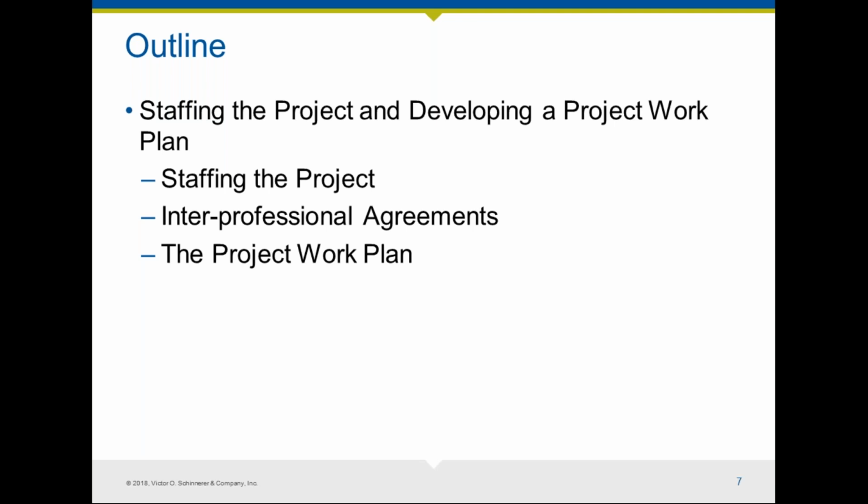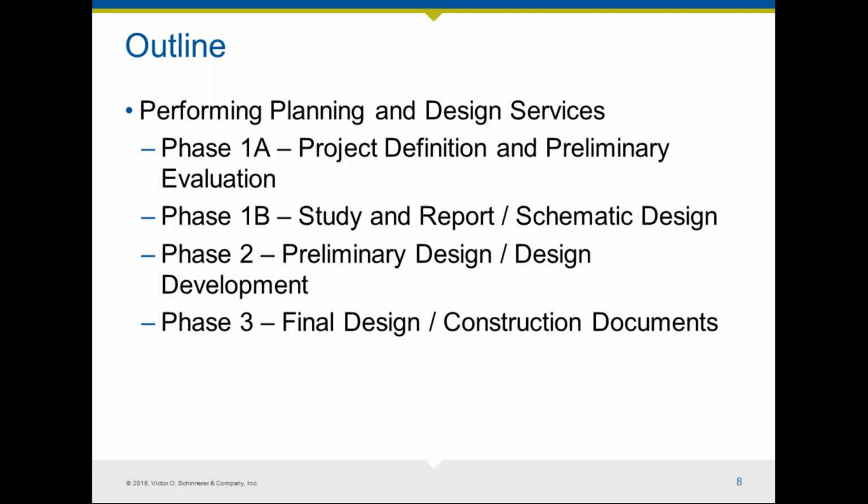So not only is it important that you staff the project and develop a work breakdown structure, as we'll talk about, but it's also important that in the event of a claim you can actually show how you planned for the project and show that you took all reasonable steps. And then finally, we will talk about how to perform planning and design services. And in this phase, we'll talk about how the EJCDC and AIA documents break down your services that you're providing to your client.